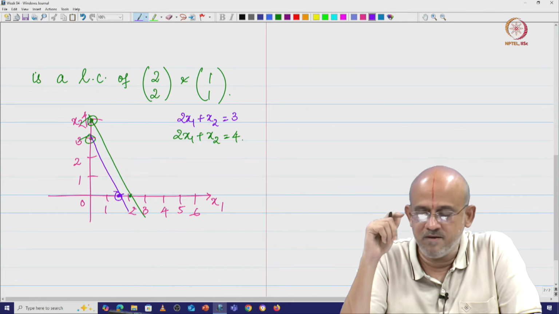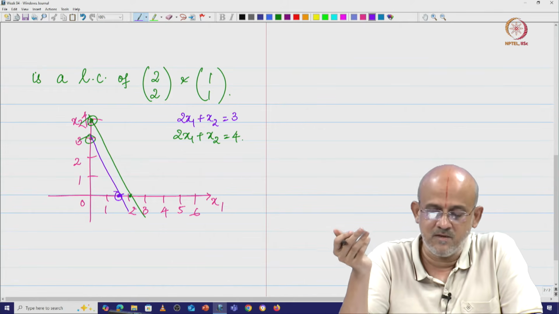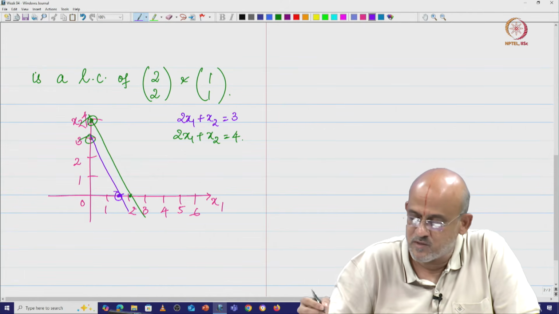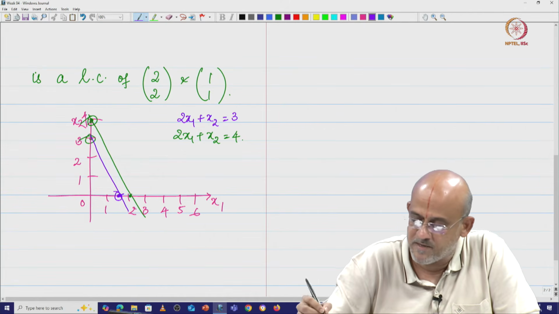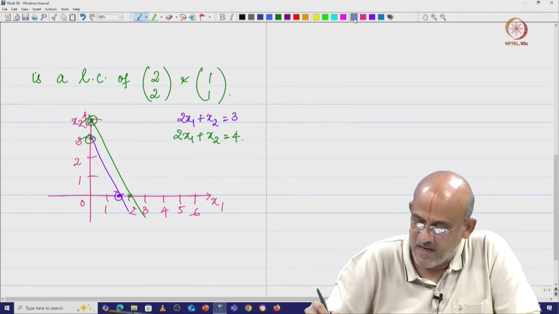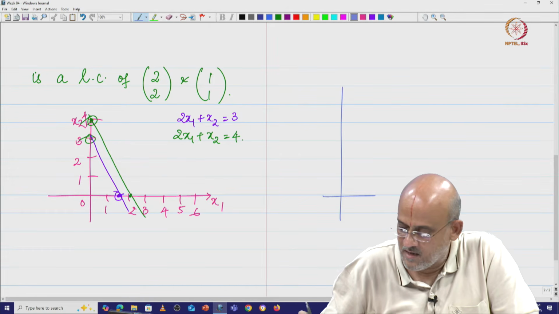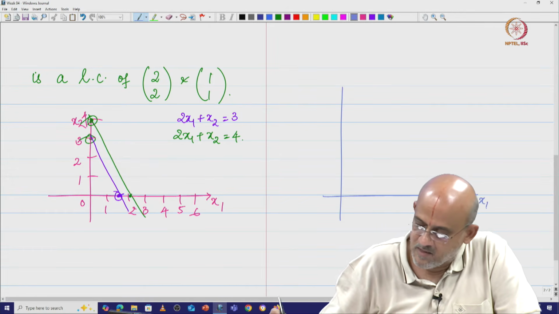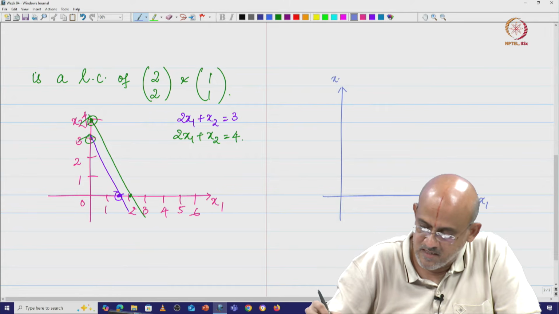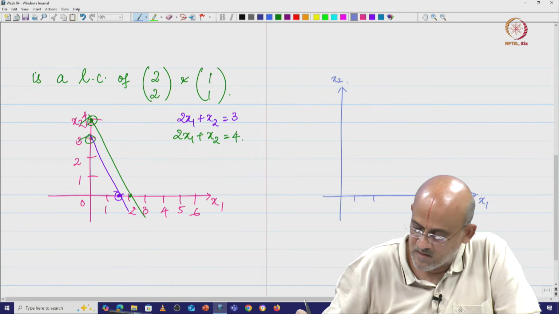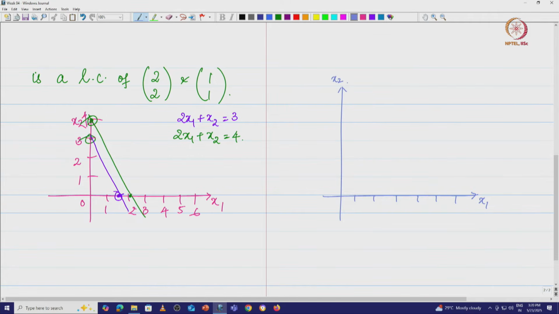Now, looking at it from the column perspective or from the vectors perspective, how is it going to be? So, let us look at that. I have, let us say, my x 1 and x 2 axis. So, I have 0 1 2 3 4 5 6 and 1 2 3 4 5. So, let me mark the coordinates.